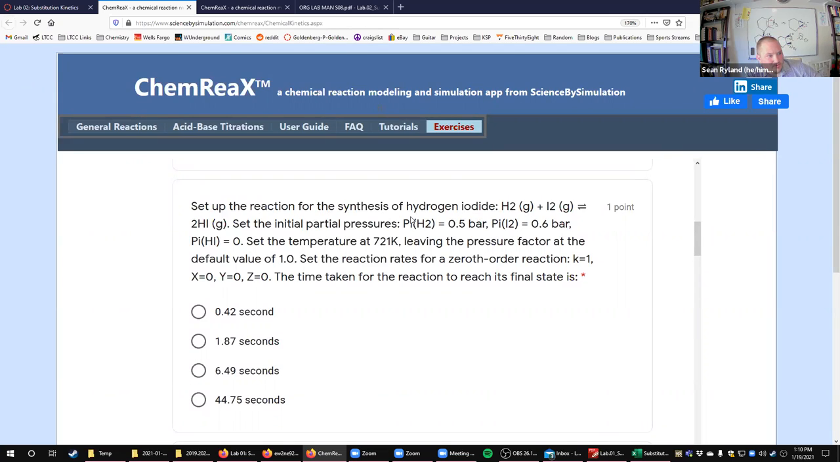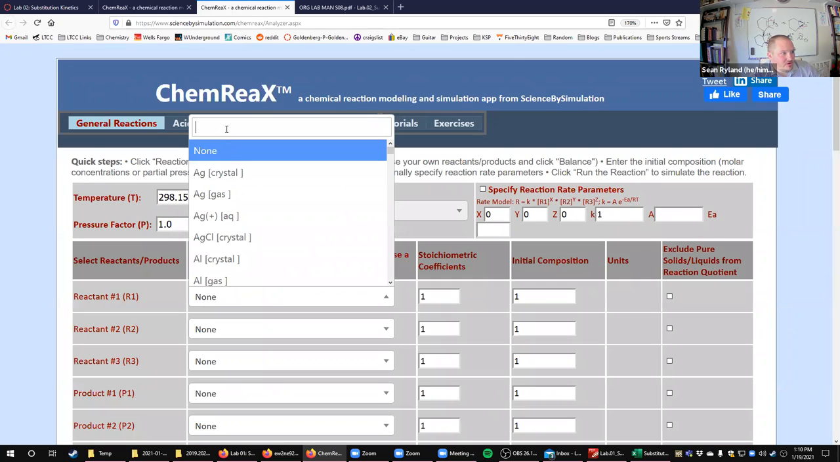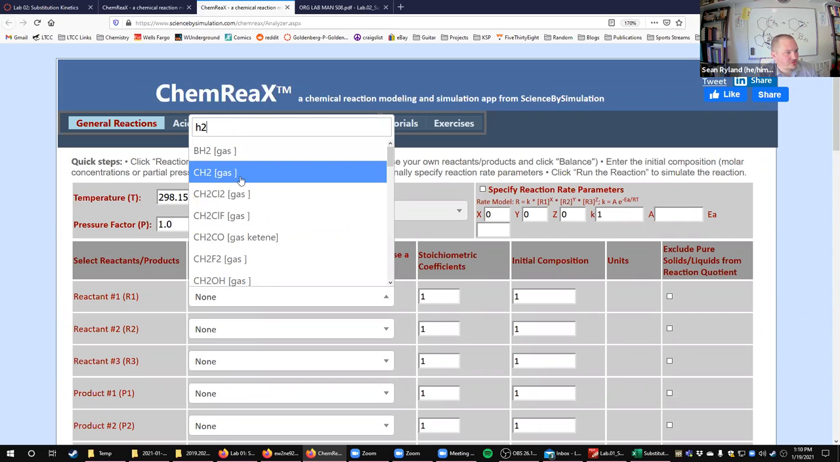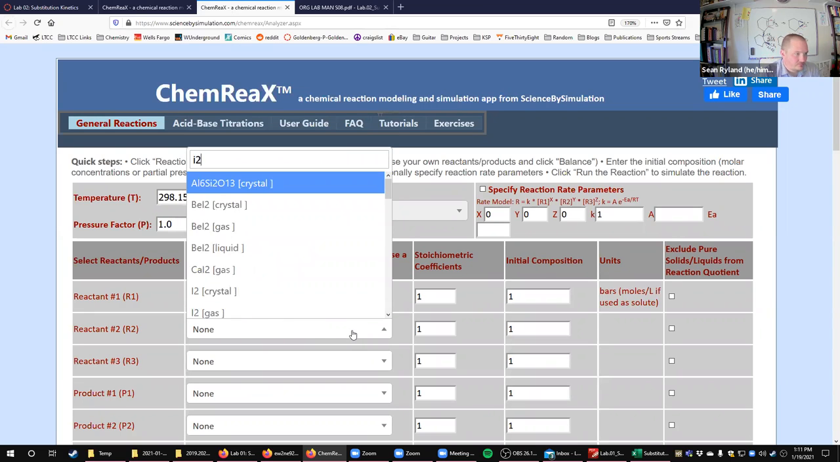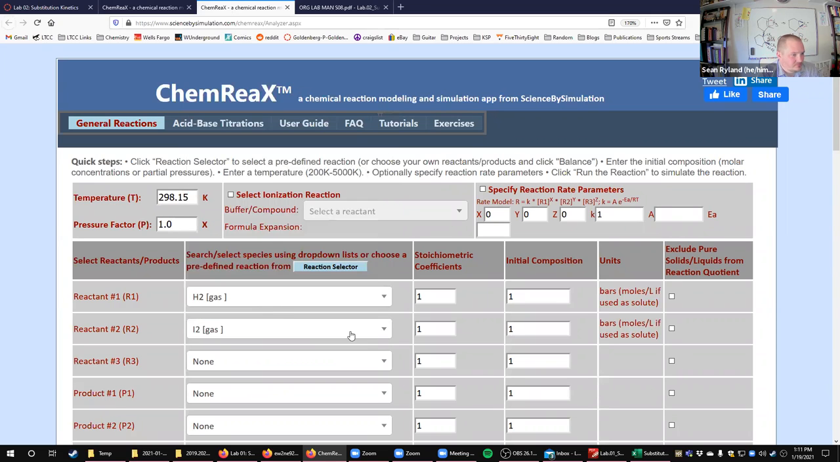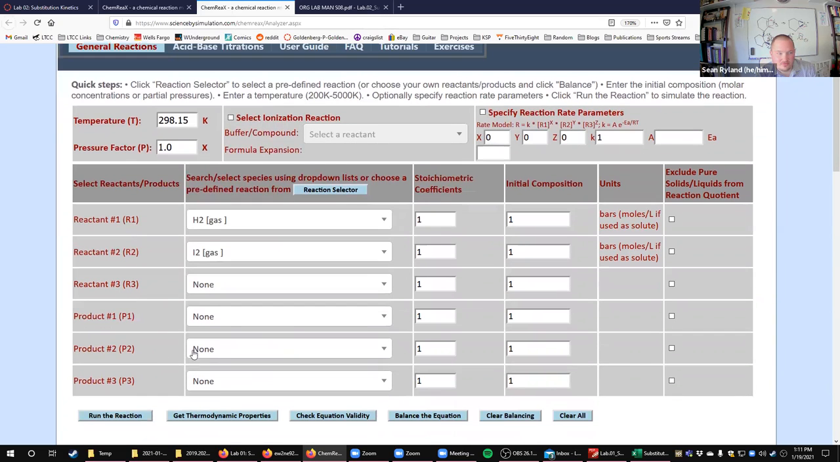It says, set up the reaction for the synthesis of hydrogen iodide, so you want hydrogen gas, iodine gas, and H2 plus I2 goes to 2HI. That's our balanced reaction to make hydroiodic acid. So we go in here, it works as a search. You can just type in H2, then get down to hydrogen and iodide as a gas. We don't have a third reactant, so you'd leave that one blank.